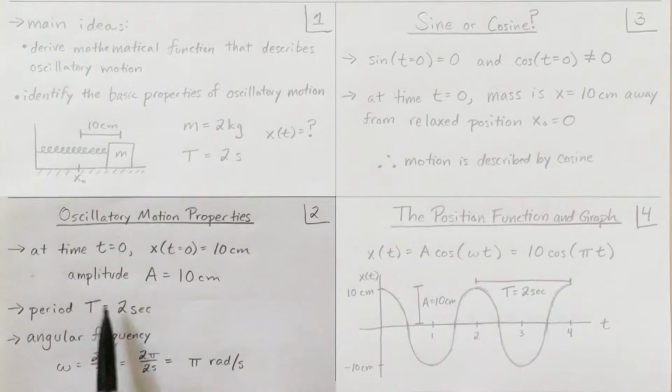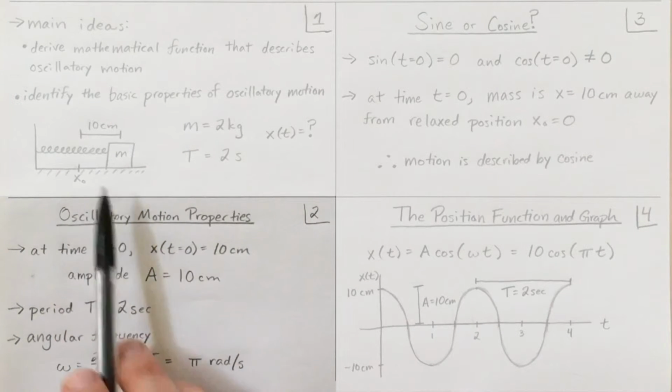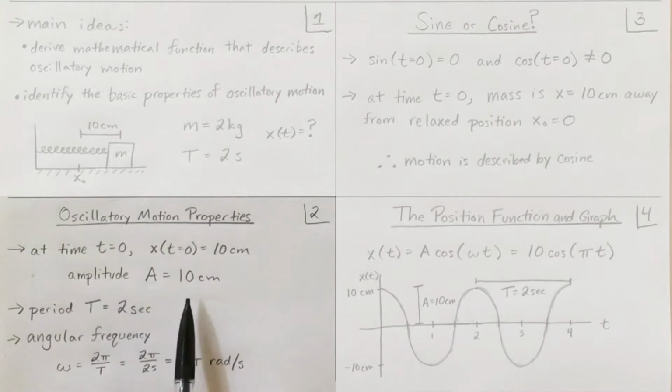The first property we can find is the amplitude of the motion. This is defined as the maximum distance away from the equilibrium position, and in the case of this mass on a spring, it occurs first at time t equals 0 when the mass is stretched that 10 centimeters. So the amplitude is going to be equal to 10 centimeters.